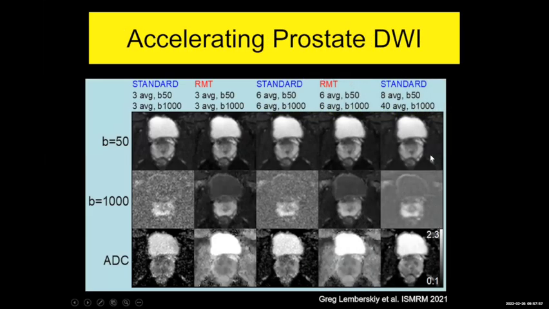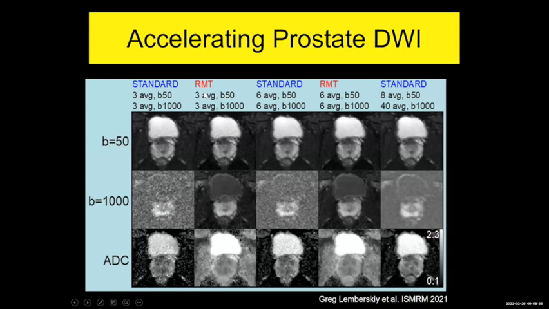This very last column is an acquisition performed on a low field system with 8 averages for low b-value and 40 averages for the high b-value of b1000. And this exam would take anywhere from 15 to 18 minutes. Now, if you look at the very left column here, we are undersampling with 3 averages of b50 and 3 averages of b1000. B50 is not too shabby, but if you look at b1000, as you can see here, this has very low SNR and is non-diagnostic.